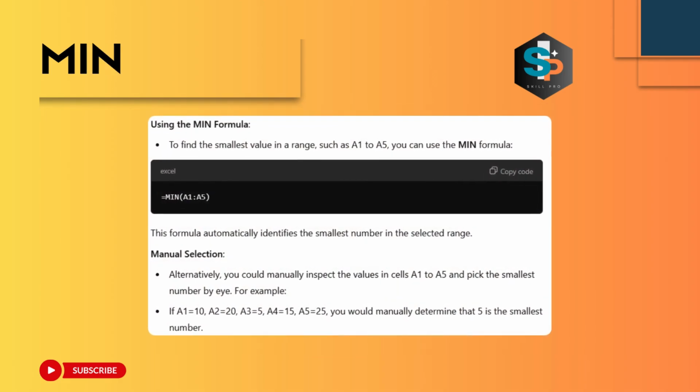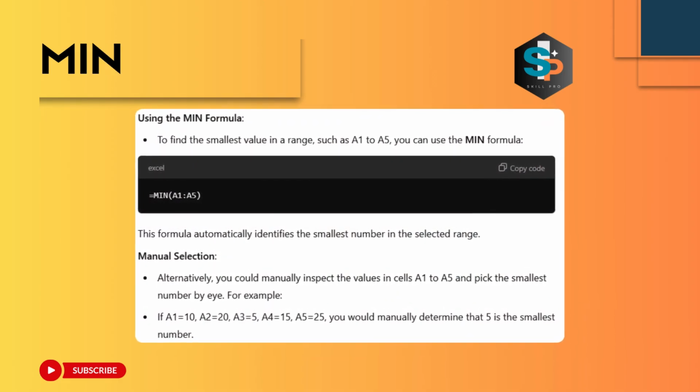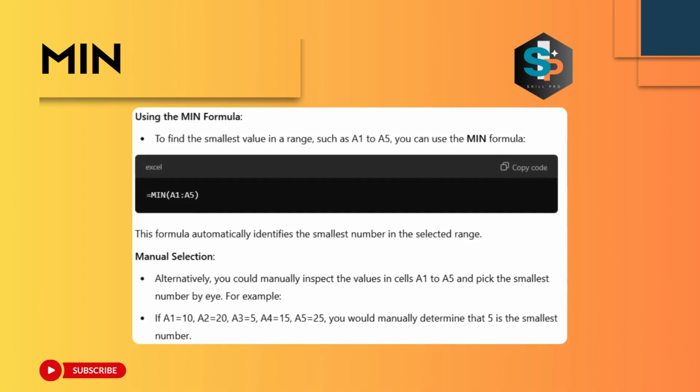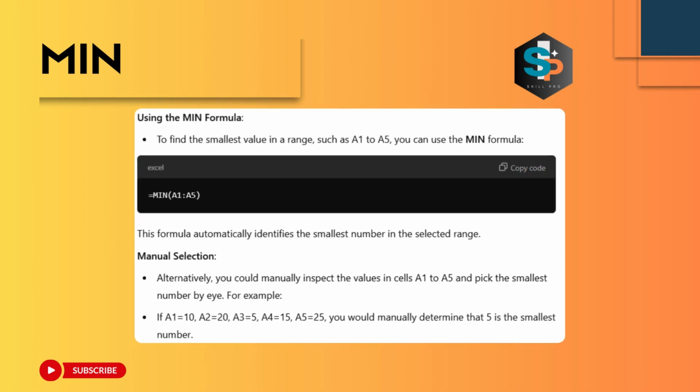Min formula. In Excel, when you need to find the smallest value within a range of numbers, the min formula offers a quick and accurate solution. Simply enter min followed by the range of cells, as shown in the snapshot below.